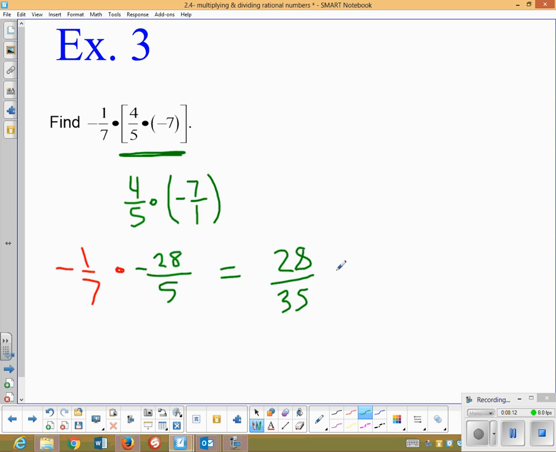But I do notice you can reduce this. If you don't reduce it on your homework or your quiz or a test, you may get a half off, just to let you know. So make sure you always look at your final answer to see if you can reduce. And I notice you can. You can reduce it by a 7.